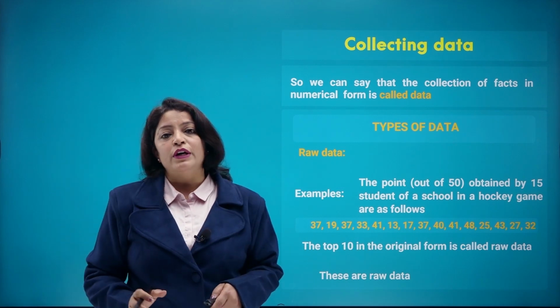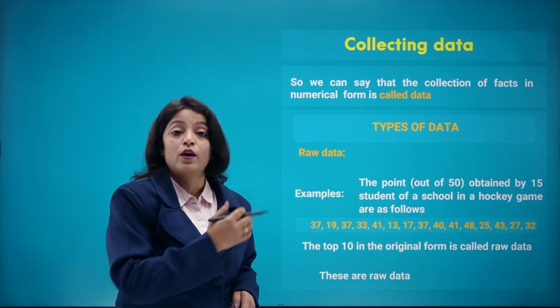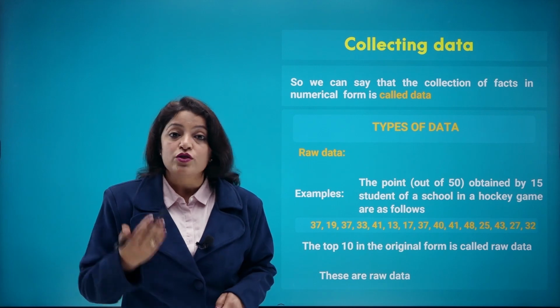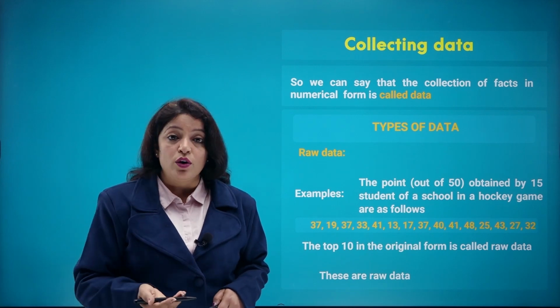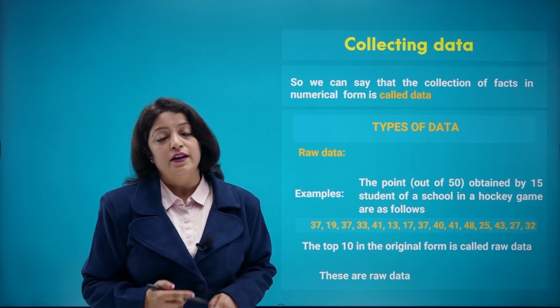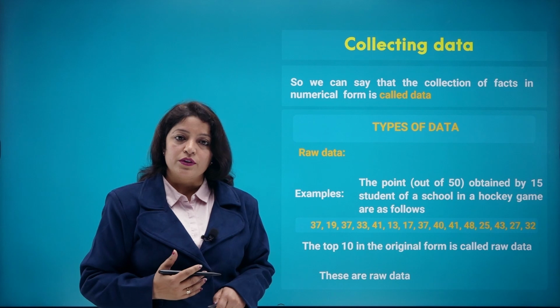So, this form of data is called raw data, because we have not done any process over it, right? If I had arranged it in descending order or ascending order, then it would not be raw data, okay? It would be processed data in that case. So, here this is raw data, meaning nothing is applied over this.